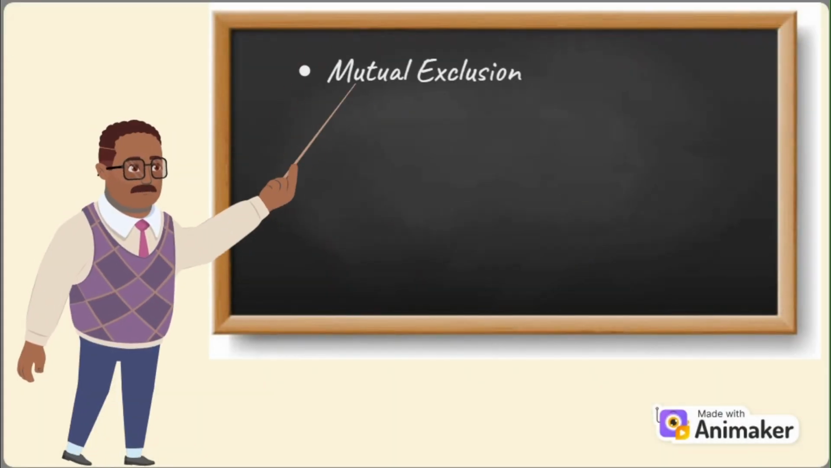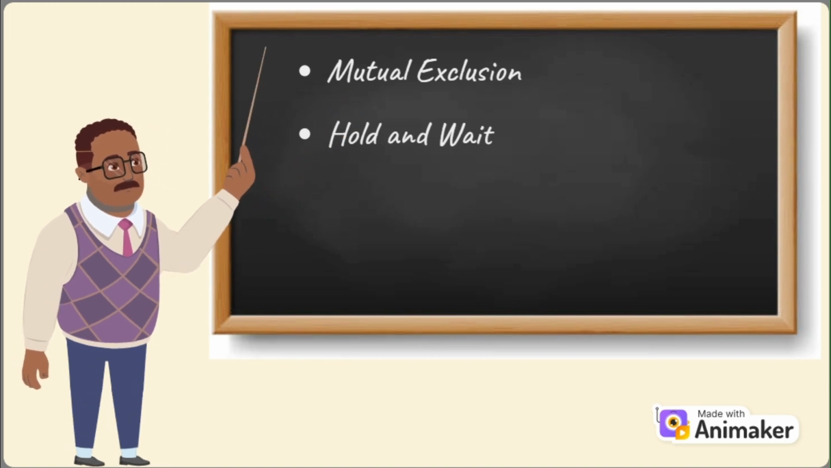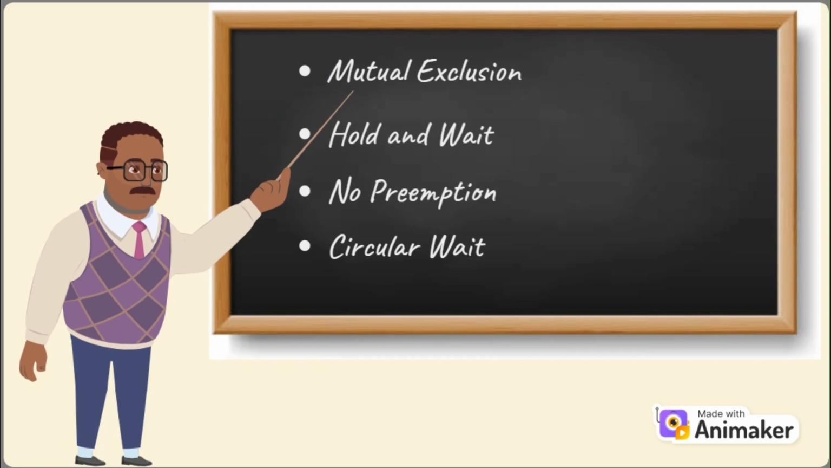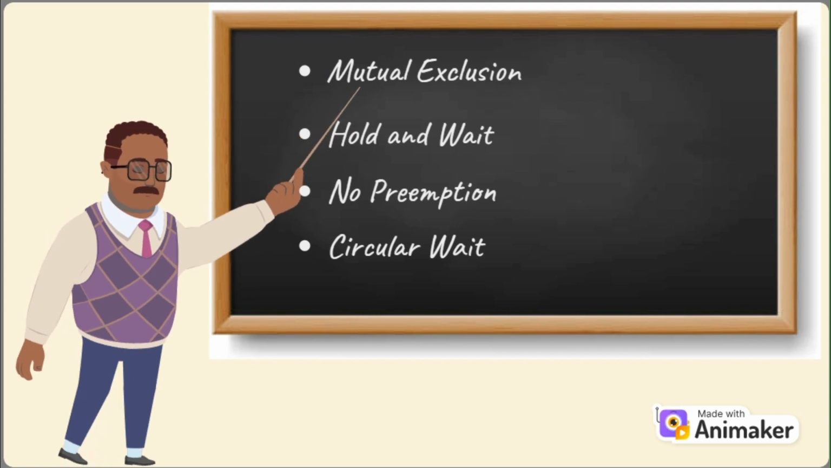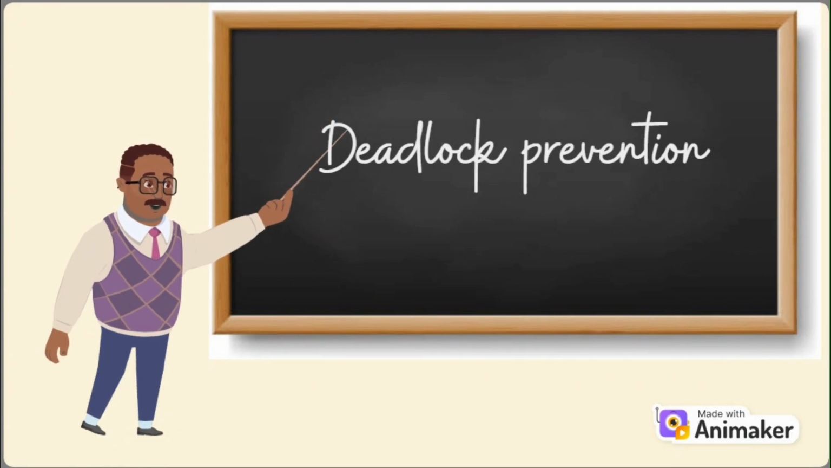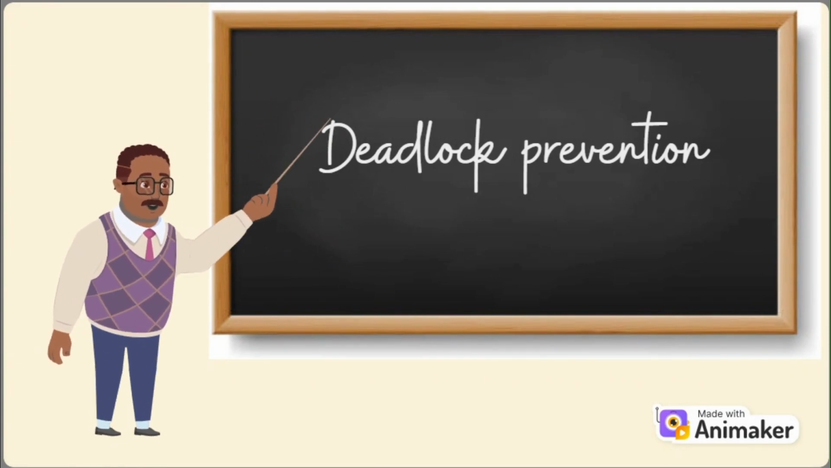Deadlock can arise if the following four conditions hold simultaneously: mutual exclusion, hold and wait, no preemption, circular wait. Deadlock prevention. The method we are going to see about is mutex.